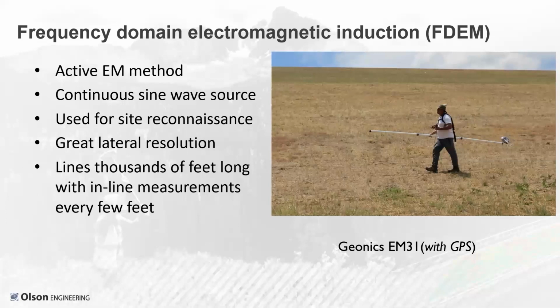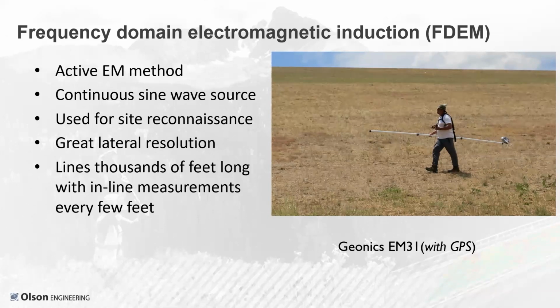So frequency domain electromagnetic induction is a very powerful tool. It's an active EM method, a continuous sine wave source generated in the transmitter, and then a received signal in the receiver that's a combination of that source and the induced response in the subsurface. It is used for site reconnaissance, and it gives great lateral resolution. And the lines can be thousands of feet long.